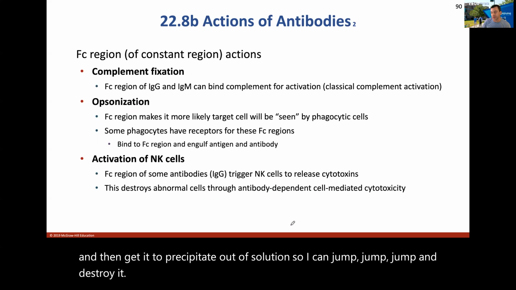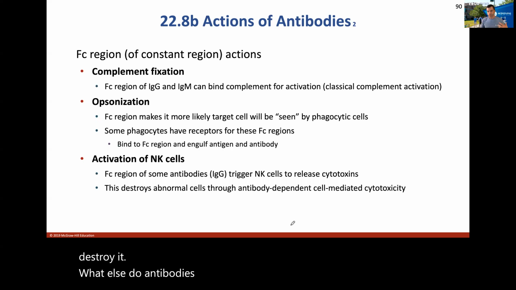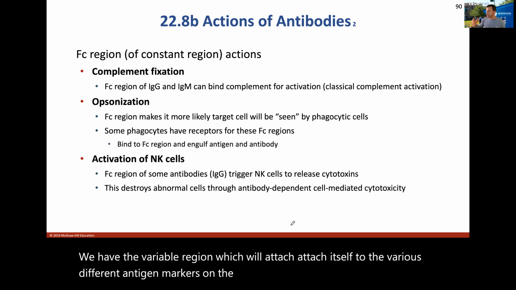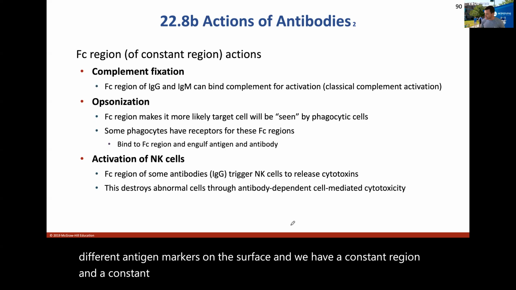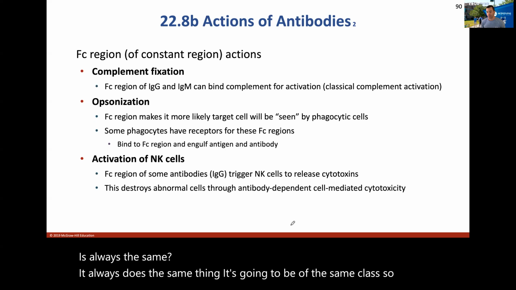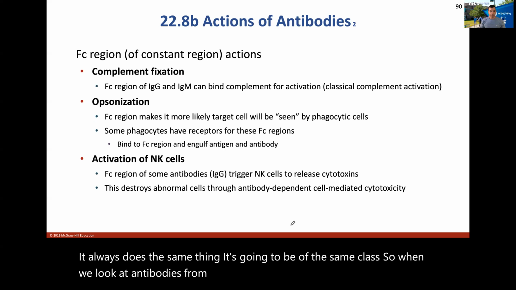What else do antibodies do? We have the variable region, which will attach itself to the various different antigen markers on the surface. Okay. And we have a constant region, and a constant region is always the same. It always does the same thing. It's going to be of the same class. So when we look at antibodies from a constant region, they'll do a handful of more things.